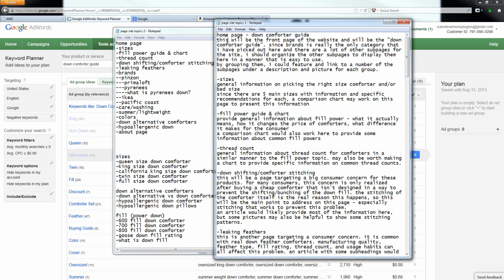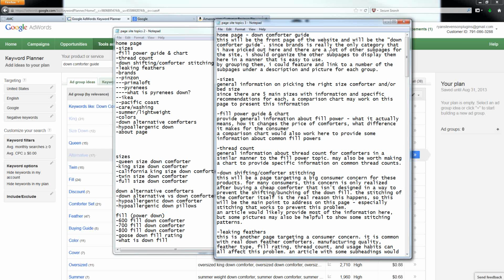For the home page, I say this will be the front page of the website and will be my quote-unquote down comforter guide. Since brands is really the only category that I have picked out here, and there are a lot of other sub-pages for the site, I should organize the other sub-pages to display them here in a manner that is easy to use.